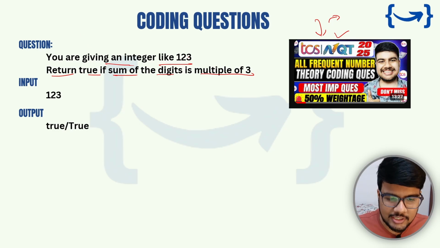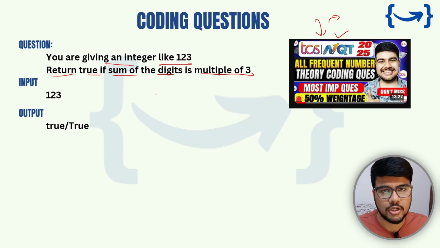You are given an integer like 1, 2, 3, return true if the sum of digits is a multiple of 3. Now you might wonder, what about the unexpected input? This is a very easy input. Yes, I will discuss that input case in the second problem, because the input is regarding the array where most of the people got stuck.